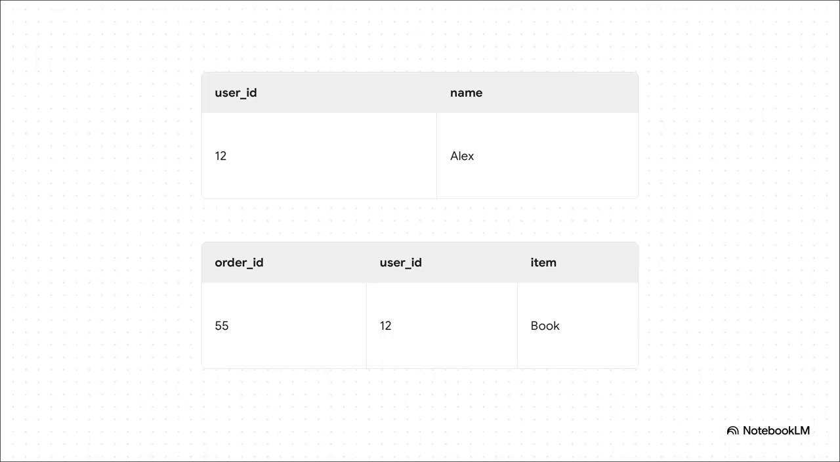And here's what that looks like in action. See this? We've got a users table and an orders table. Notice that user ID column in the orders table? That's not just some random number. It's what we call a foreign key, and it links every single order directly back to a specific user. This enforces a super important rule. You literally cannot have an order without a user. That's the power of the relational model.